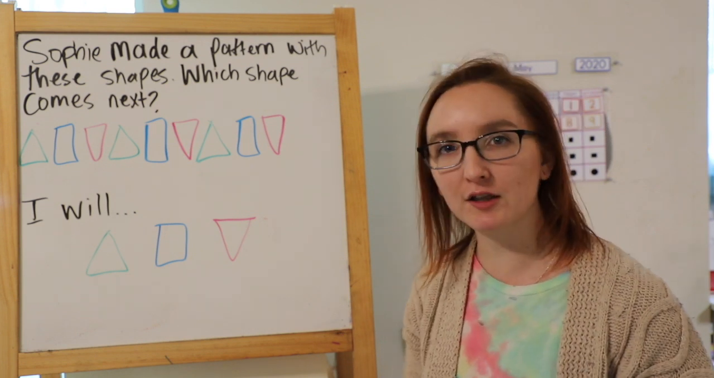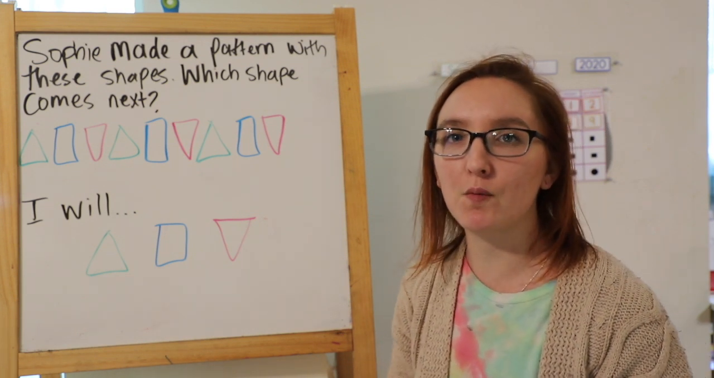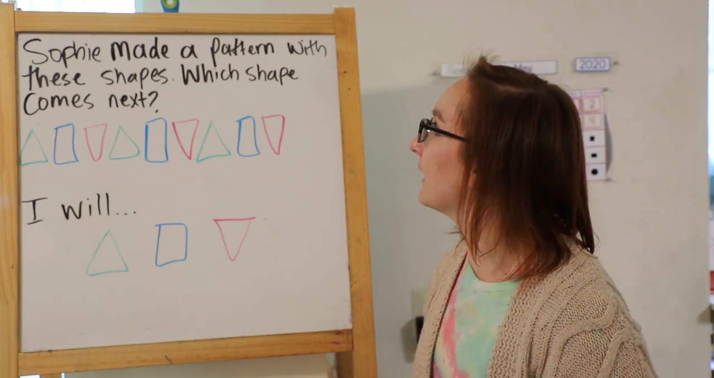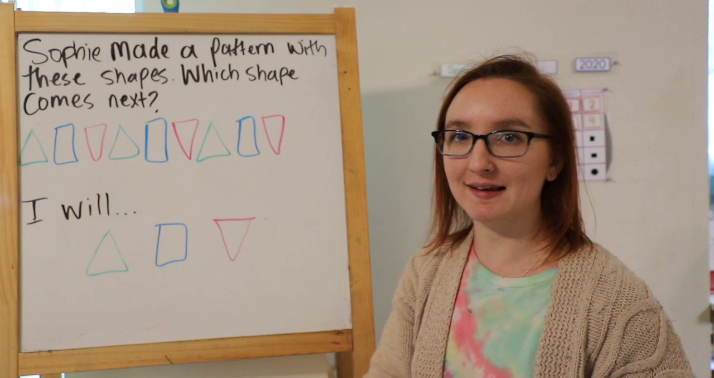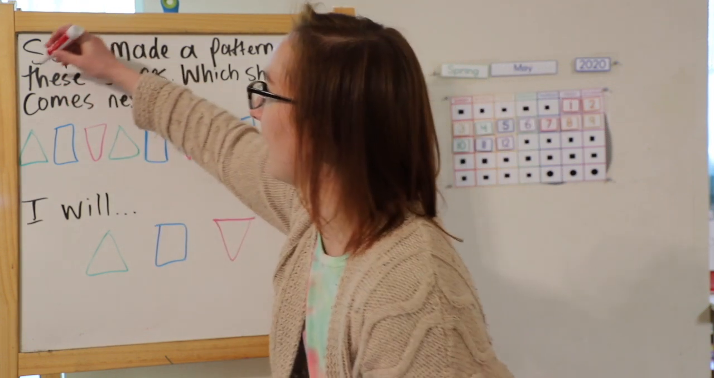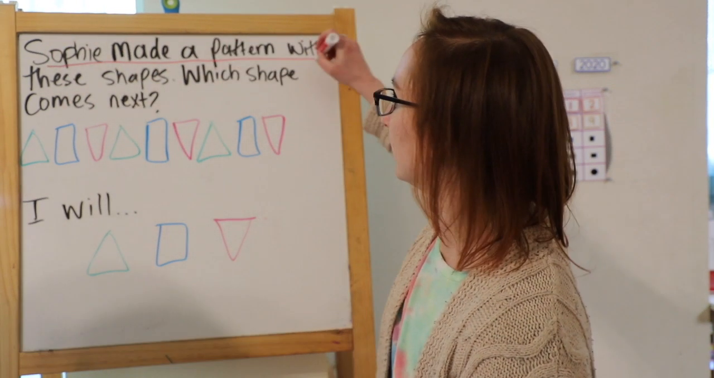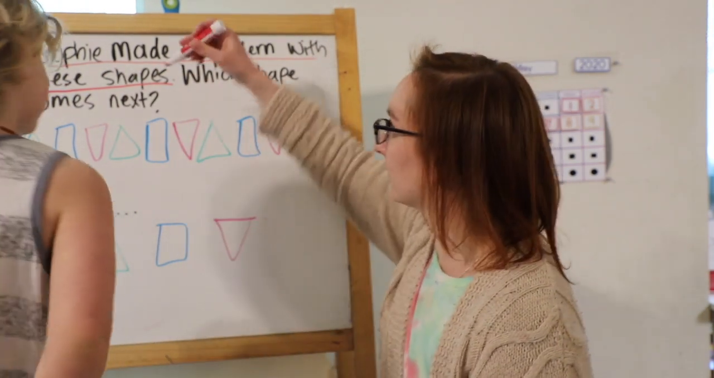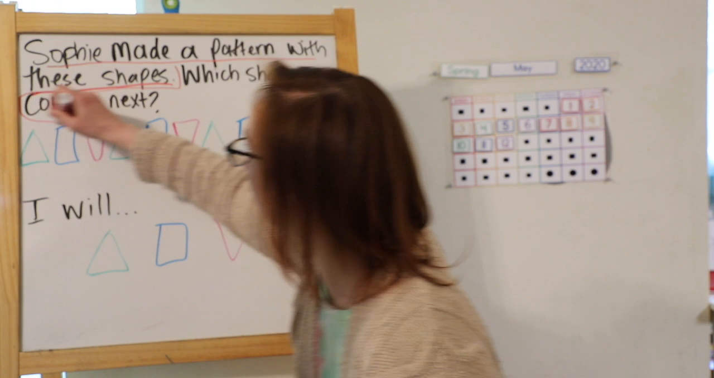We need to underline what we know and circle what we need to find out. We know Sophie made a pattern with these shapes. We can see it here. So we're going to underline that part of our problem. And we need to find out which shape is going to come next. So we'll circle that part.